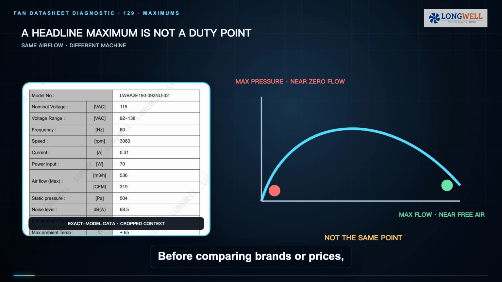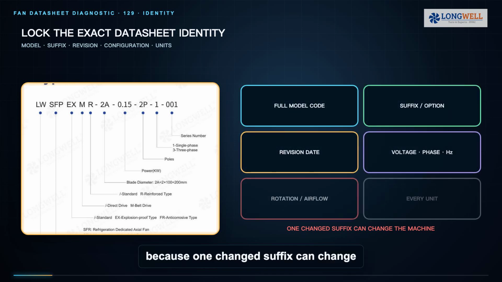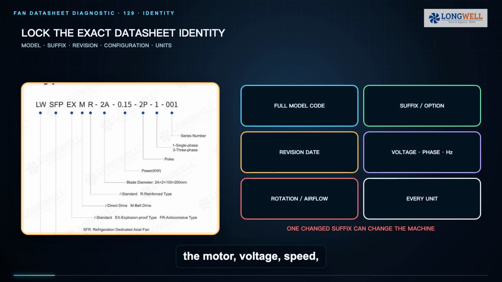Before comparing brands or prices, turn each datasheet into the same question: what will this exact fan deliver at my required operating point, under my actual electrical, acoustic, environmental, and installation constraints? Start with identity, because one changed suffix can change the motor, voltage, speed, connector, bearing, or control method.